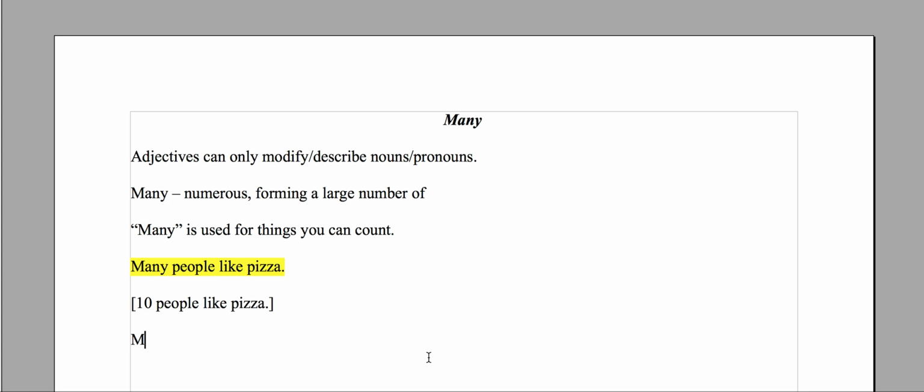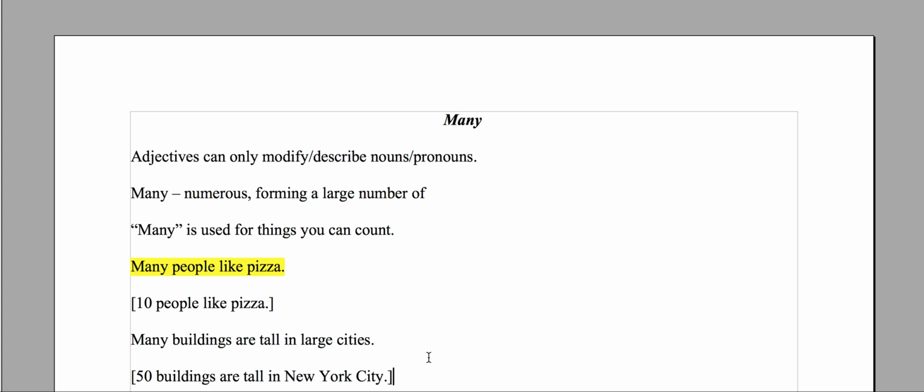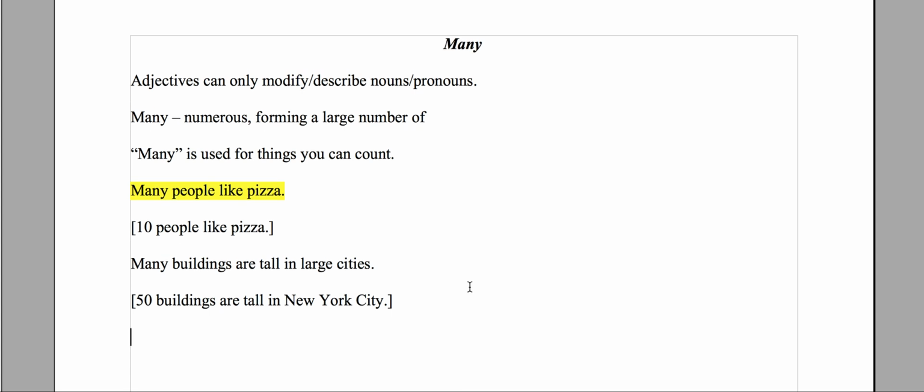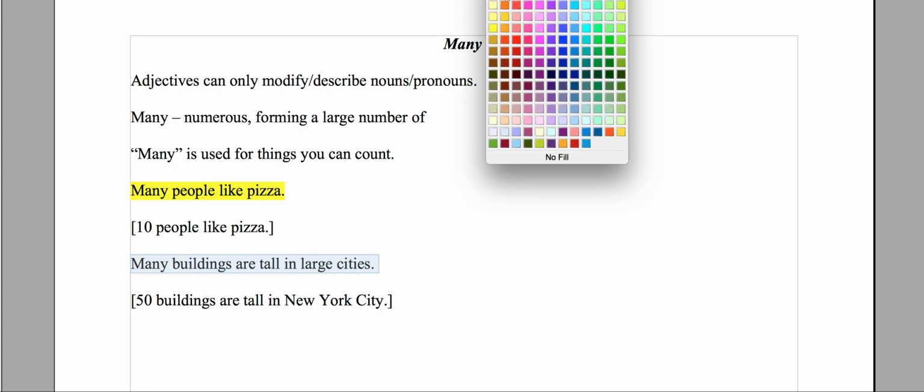You could say many buildings are tall in large cities, right? So you could say, 50 buildings are tall in New York City, for example. And then as well, you could obviously use many in the middle of a sentence. It doesn't have to be in the beginning of a sentence.